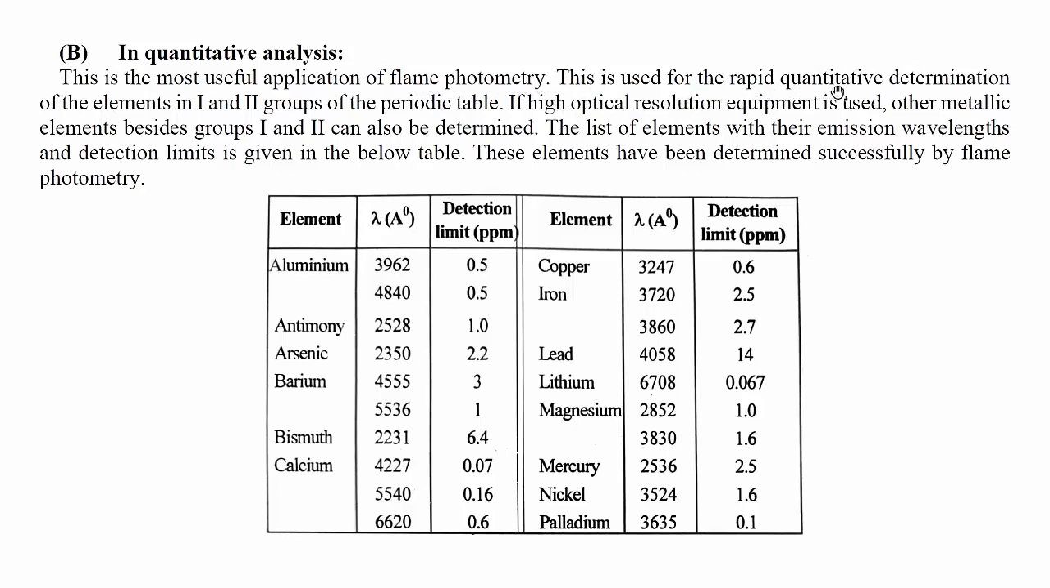This is used for the rapid quantitative determination of the elements in groups I and II of the periodic table. If high optical resolution equipment is used, other metallic elements besides groups I and II can also be determined. The list of elements with their emission wavelengths and detection limits is given in the below table. These elements have been determined successfully by flame photometry.